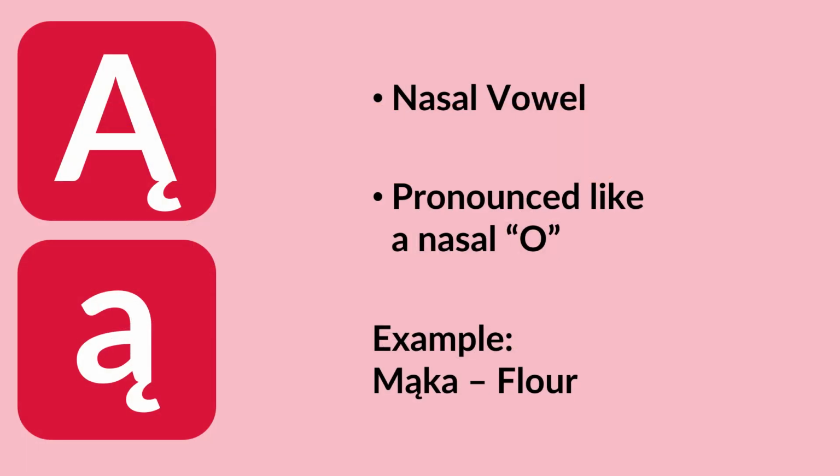First off, we have the letter ą. The first thing you'll notice about this letter is that it has a little tail. This is called a diacritic. It can either be a little dot, a slash, or a tail present on a letter, and it completely changes the way the letter is pronounced. This letter is a nasal vowel, meaning that it is pronounced using your nose. To pronounce this letter, try and say the letter O nasally. On. An example of this letter being used in a word is mąka, which means flour in English.